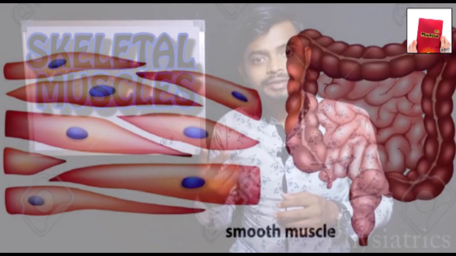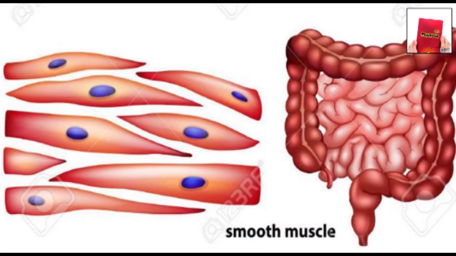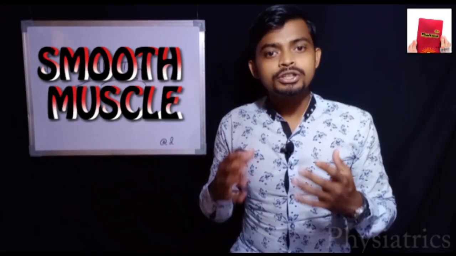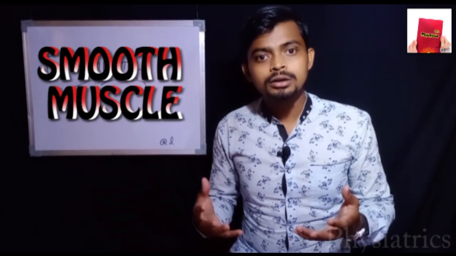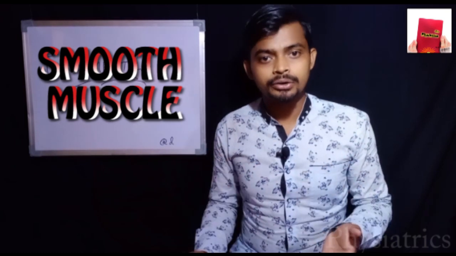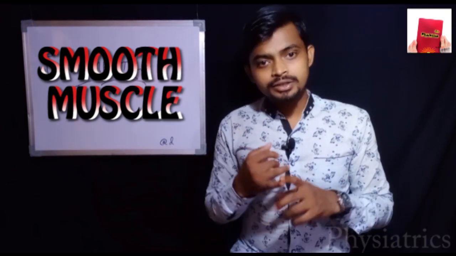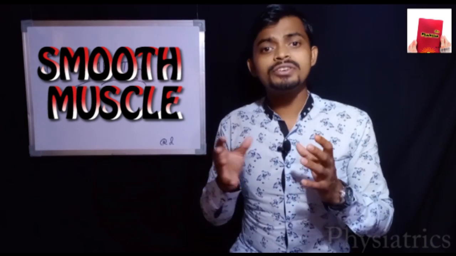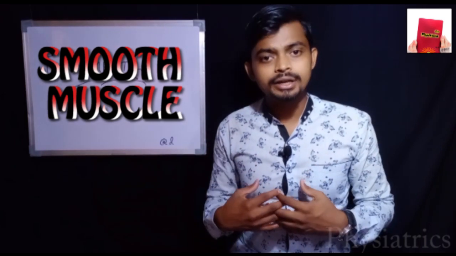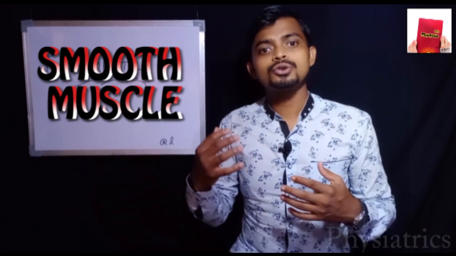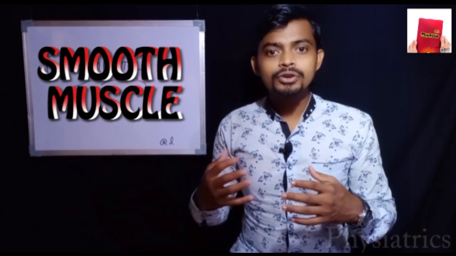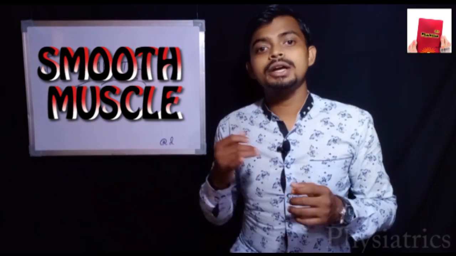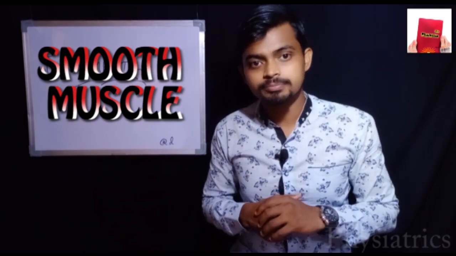Then the second part is the smooth muscles. These are the muscles which do not work under our control. These involuntary muscles are generally present on the viscera and the internal organs, which work continuously without our knowledge. The smooth muscles are controlled by the autonomic nervous system.